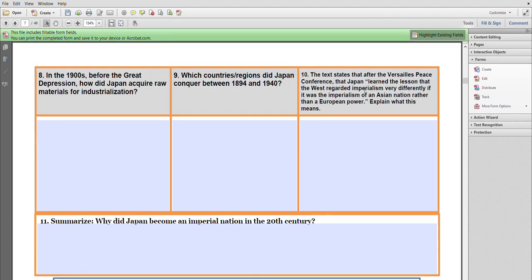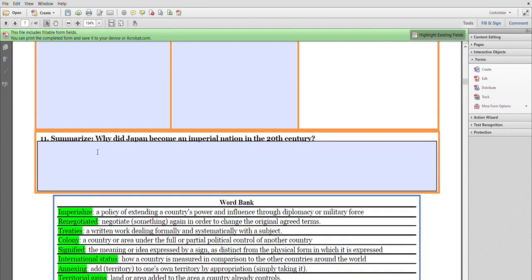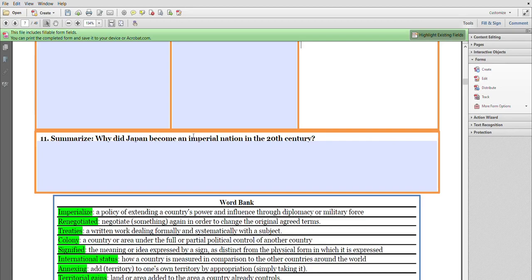Explain what this means. Question 10 is trying to get you to write about the double standard the West held. Was it okay for the United States and for Britain to be imperialistic in their eyes? Was it okay for Japan to be imperialistic in their eyes? Think about the question and write your answer here. Summarize. Why did Japan become an imperial nation in the 20th century?